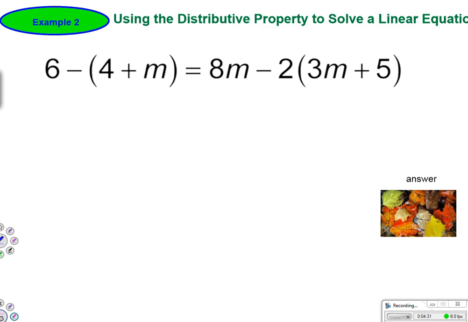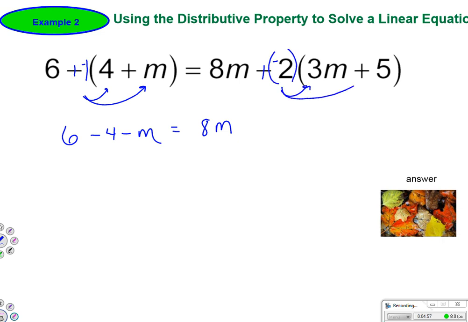This one, I would do some distributive. Remember how we talked about there's really a 1 sitting in front of here, and really it is negative 1 since it was subtraction. We're going to distribute the negative 1 through the parenthesis. So 6 minus 4 minus m equals 8m. And here I'm going to think of this as plus negative. So it's a negative 2 that I'm distributing through this time. Negative 6m minus 10.